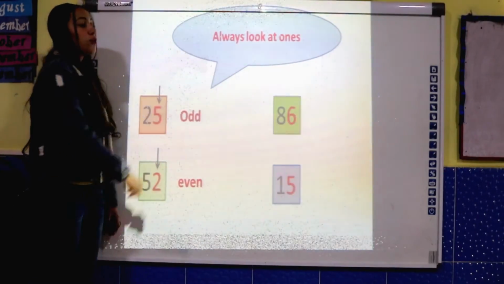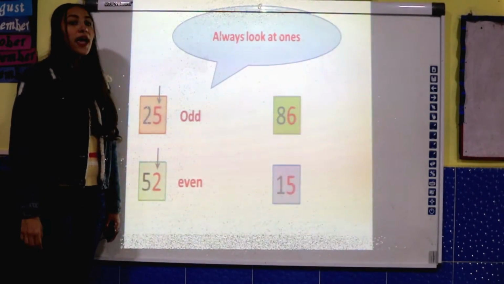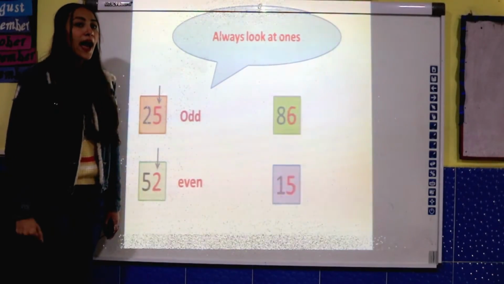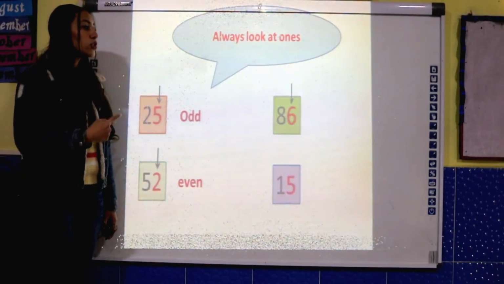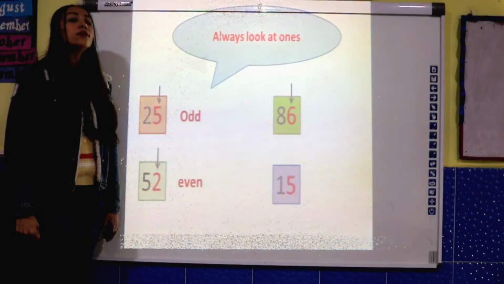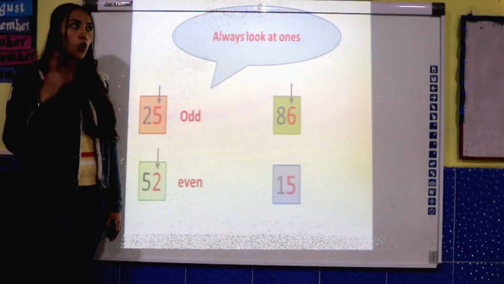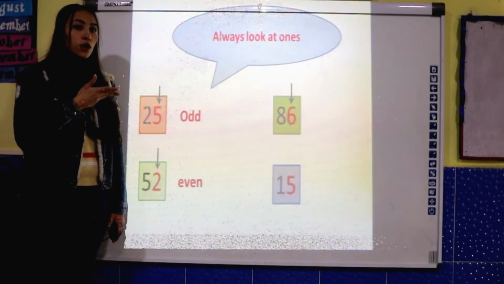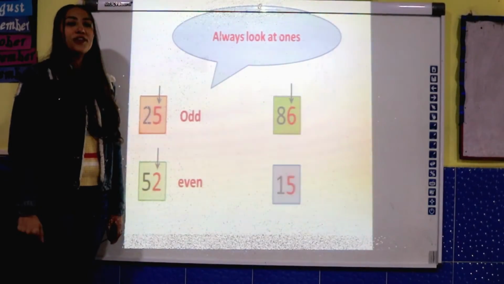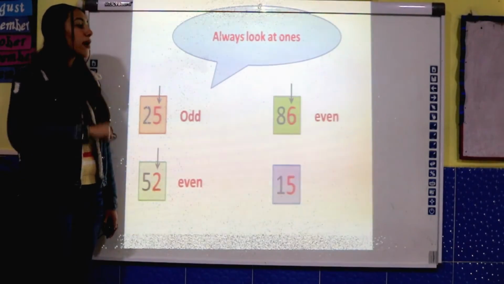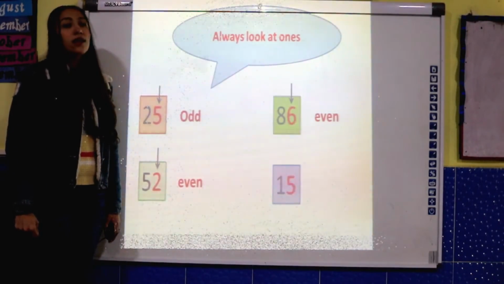Let's see this number here. What is this number? 86. Okay, two-digit numbers, look at ones. And which number do you have here in ones? Number 6. Do you remember number 6 is an odd number or an even number? Amazing, even number. So when I find an even number in ones, all the number will be an even number.